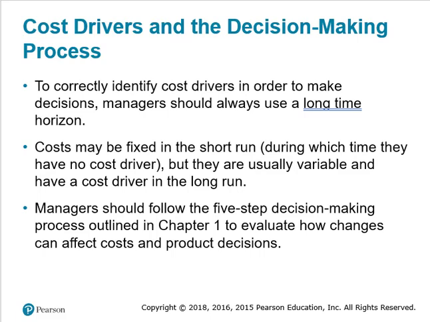Now, cost drivers in the decision-making process: to correctly identify cost drivers in order to make decisions, managers should always use a long time horizon. A cost may be fixed in the short run, during which time it has no driver, but costs are usually variable and have a cost driver in the long run. And managers should follow the 5-step decision-making process back from Chapter 1, where you identify the problem and its uncertainties, obtain information, make predictions about the future, make decisions by choosing between alternatives, and then implement the decision and evaluate. Okay, in the next presentation, we'll talk about different cost estimation techniques.